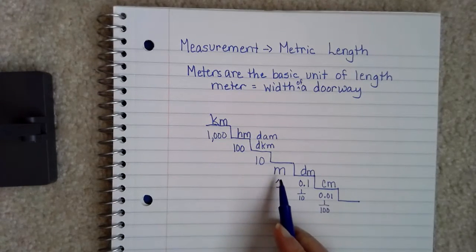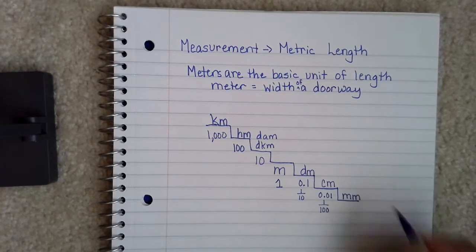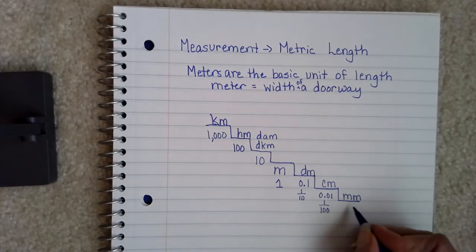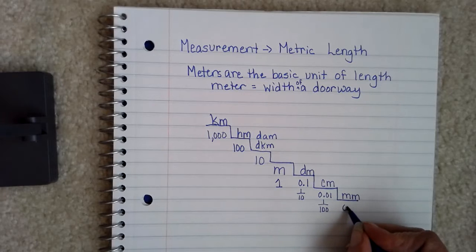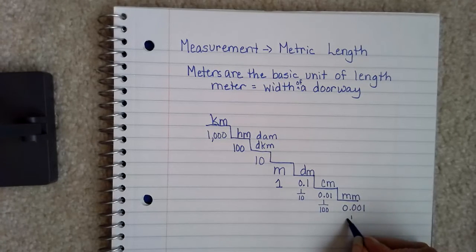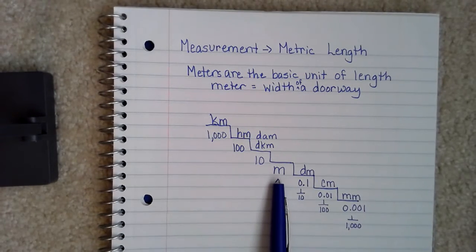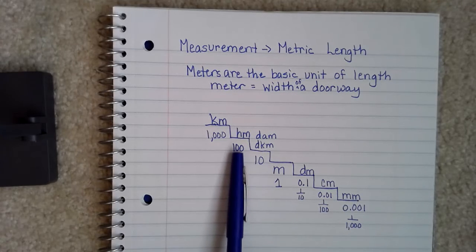Then if we took that meter and we cut it into 1,000 pieces, these are our little ones. These are called millimeters. Millimeters would be 0.001, because that's in the thousandths place, or 1/1000th.